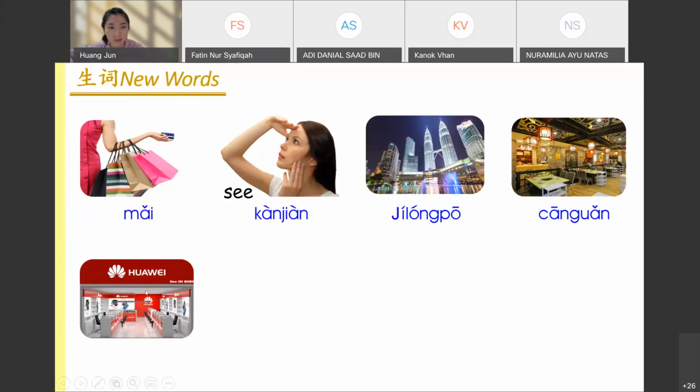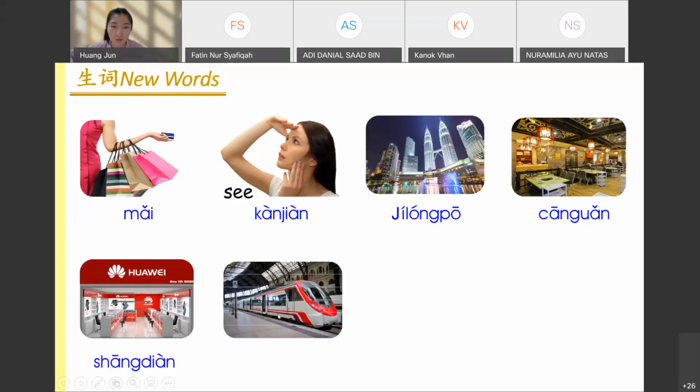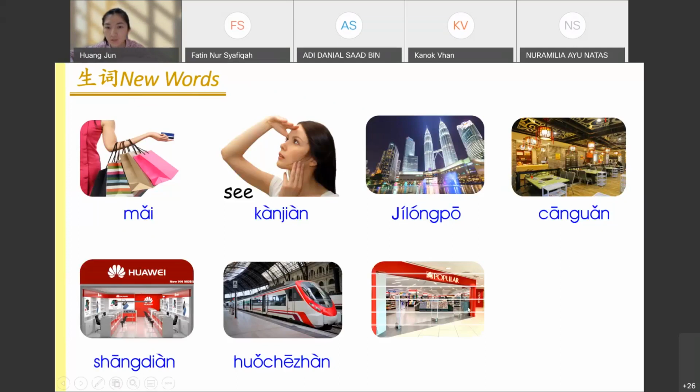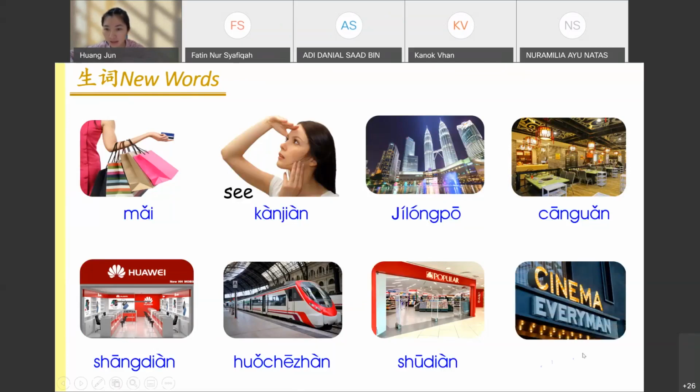Then about this place, shop, 商店. Okay, 商店. Then we have this one, railway station, 火车站. Okay, 火车站. Then about the store, popular over here is a bookstore. So we say 书店. 书 means book. 店 comes from the word 商店, the short form, so it means the shop for books. Okay, so bookstore, 书店. Then we have another word, cinema, 电影院.